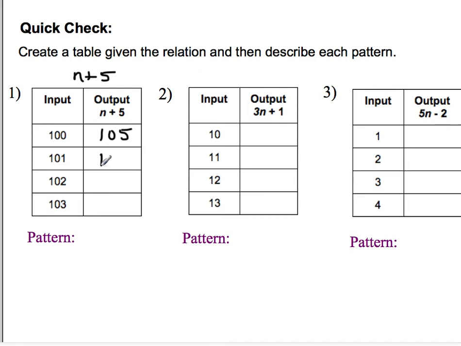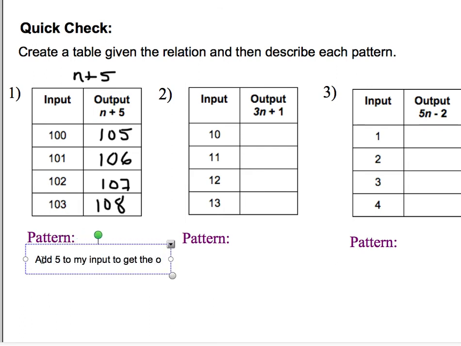This should be 106. 101 plus 5. 102 plus 5. 103 plus 5. So my pattern is add 5 to my input to get the output.